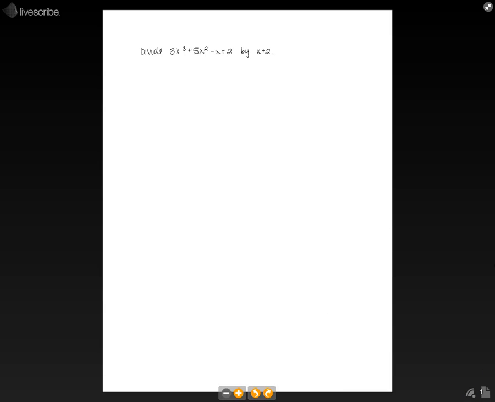In this pencast, we're going to be learning about dividing polynomials. This problem says divide 3x cubed plus 5x squared minus x plus 2 by x plus 2.